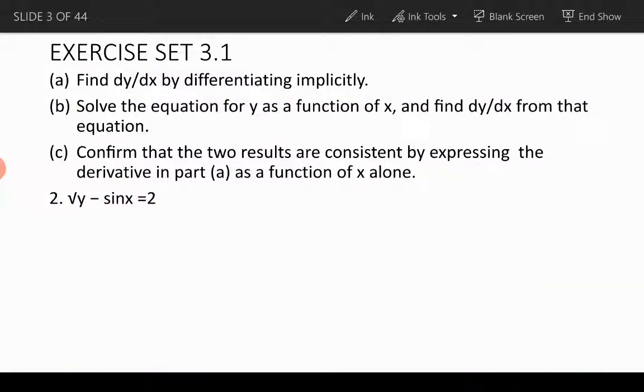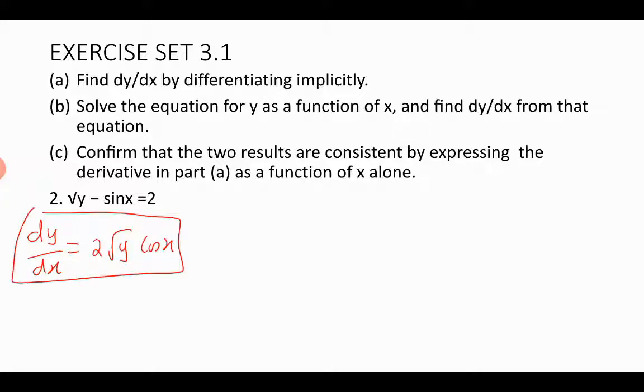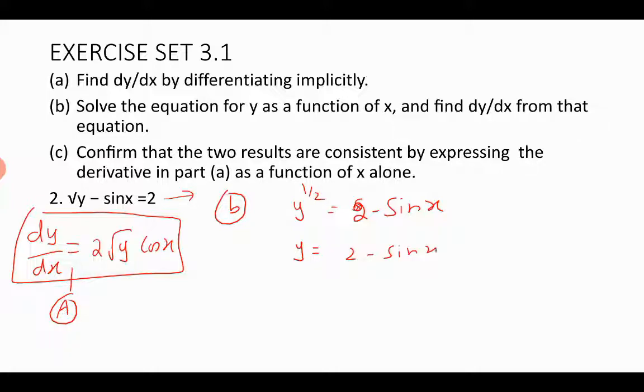Second part, actually I'm writing the first part result here. dy over dx is equal to 2 root y cosine x. This is our result a. Now part b: convert this equation as y to the power half is equal to 2 minus sin x. We are converting into explicit form. Now square on both sides, therefore y is equal to (2 minus sin x) whole square. Now differentiate both sides with respect to x.